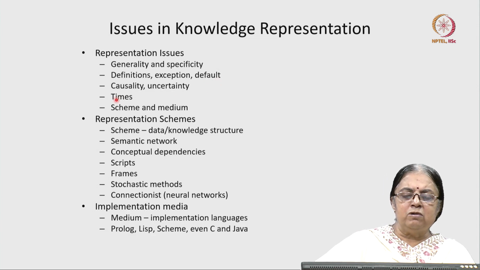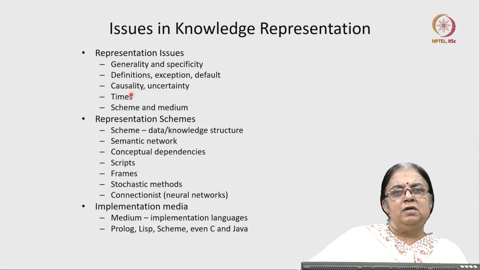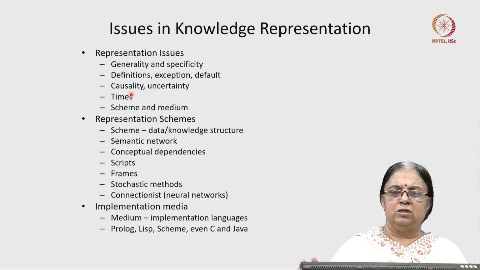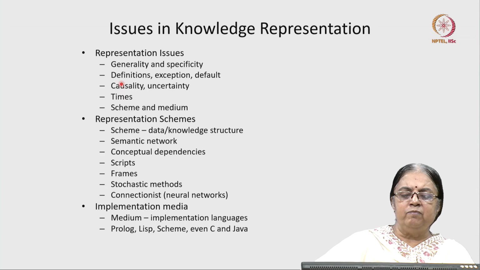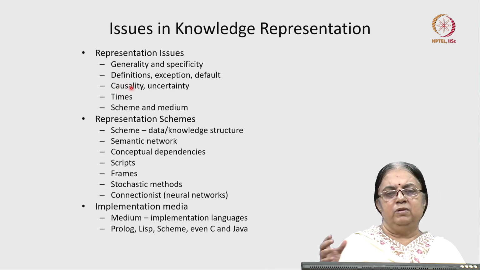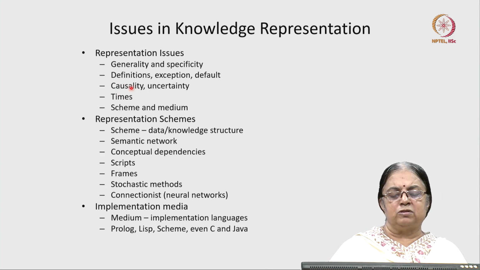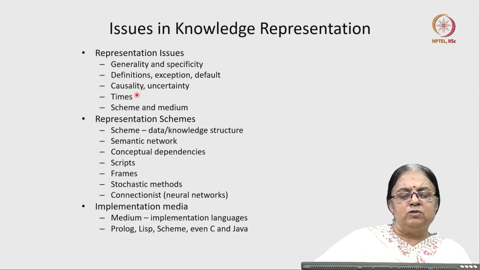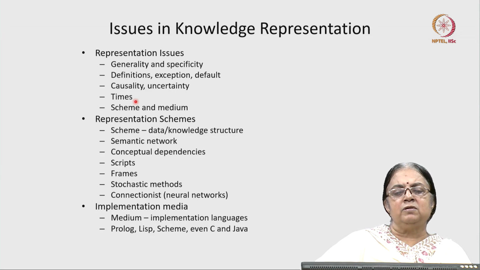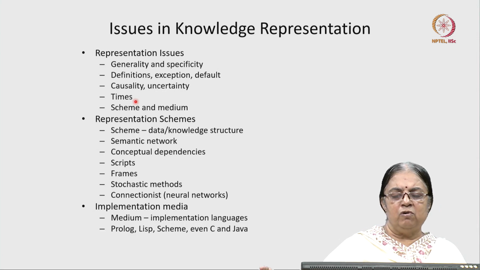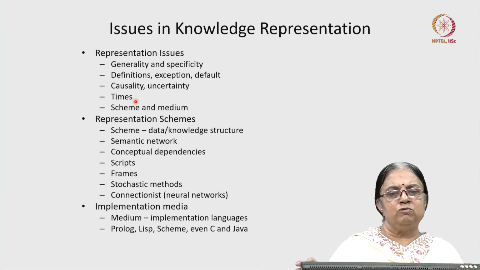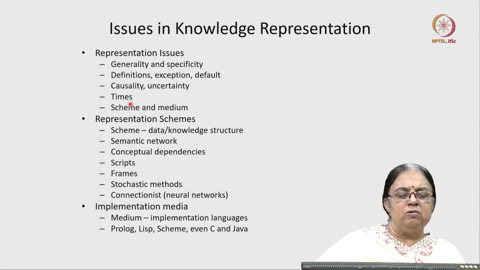Then you have what is called the causality. So, what do you mean by causality? If something influences something else, or if something is the cause of something else, then you are going from the node to its cause. And of course, you may have to deal with things like uncertainty, and time. It may change in time. So, you have a knowledge structure which may change as time goes on, right. So, you need to take time also into account.